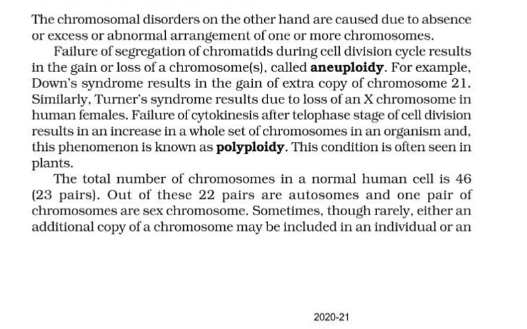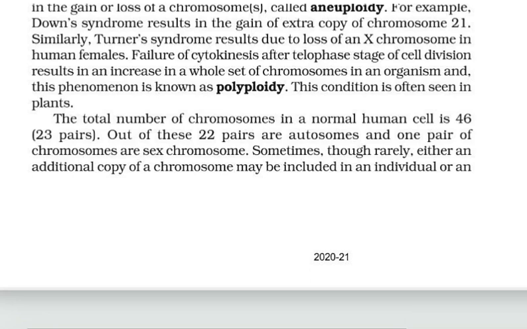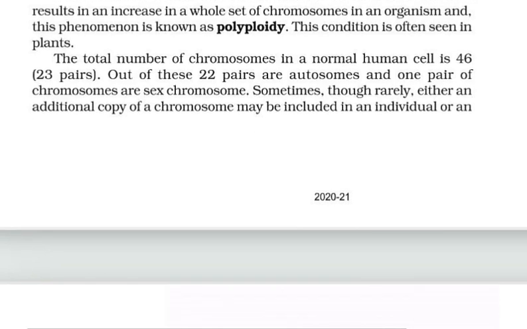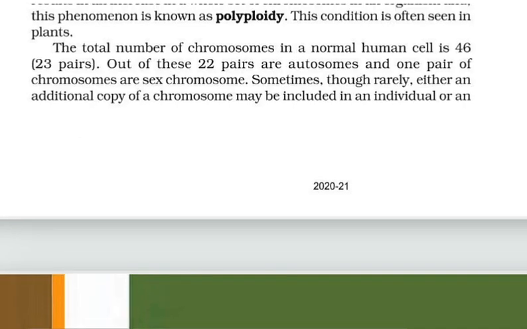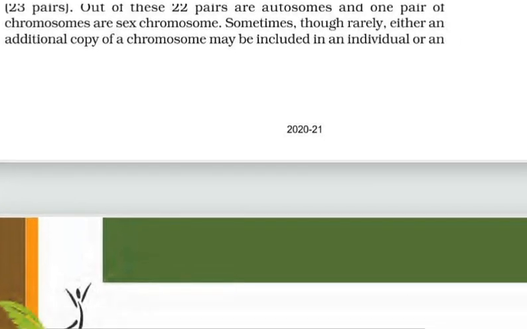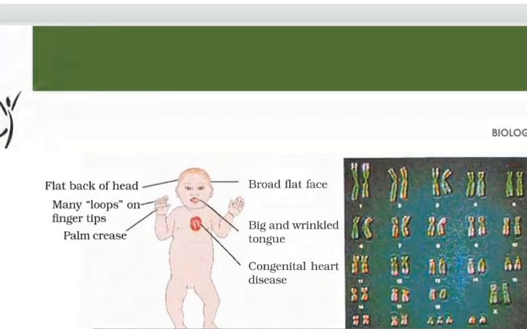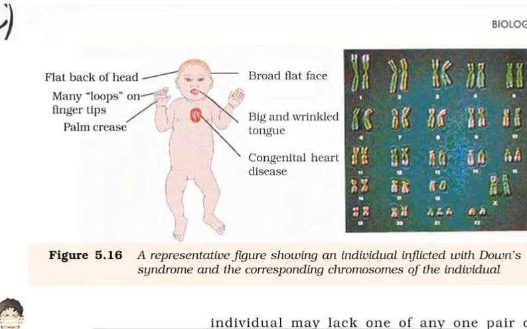For example, Down syndrome results in the gain of an extra copy of chromosome 21. Similarly, Turner's syndrome results due to loss of an X chromosome in human females.